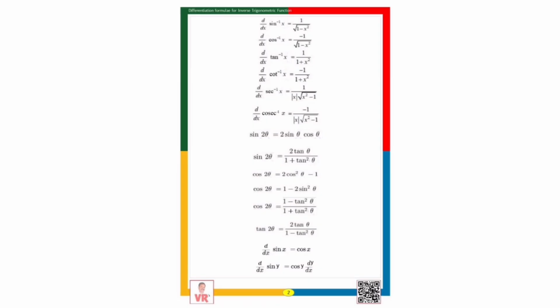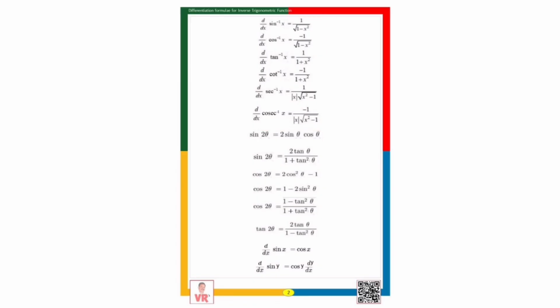Look the beauty. Sin inverse, cos inverse, just minus difference. Tan inverse, cot inverse, minus only. Secant inverse, cosecant inverse also minus only, but inside the root it is x square minus 1. Only 3 formulae, if you learn properly, automatically 3 additional formulae are consolation prizes to you.